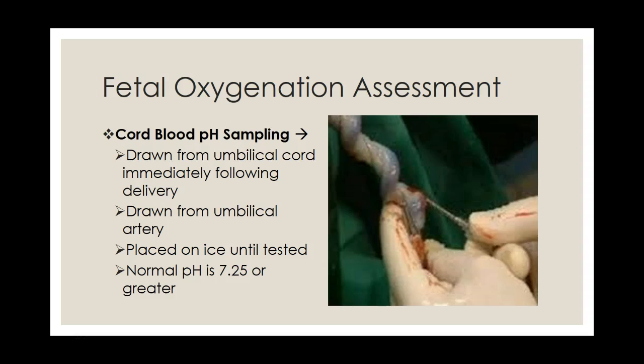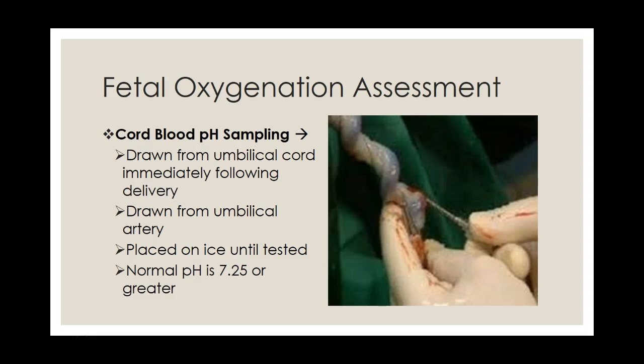Another way that we can do fetal oxygenation assessment is through cord blood sampling. So the baby actually has to be born to do this, like you see it here. It's drawn from the umbilical cord immediately following delivery. So the physician will deliver the baby, cut a section of the cord, clamp either end, and hand it to the nurse, and then she will draw a cord blood sample.